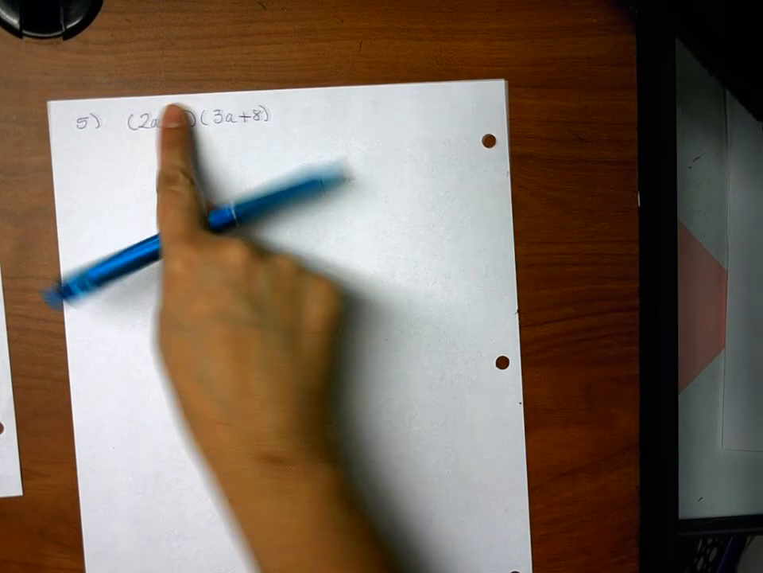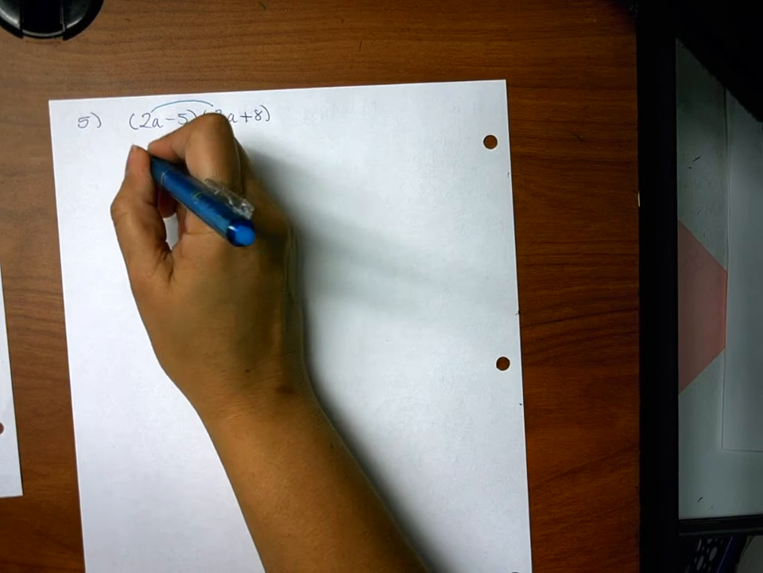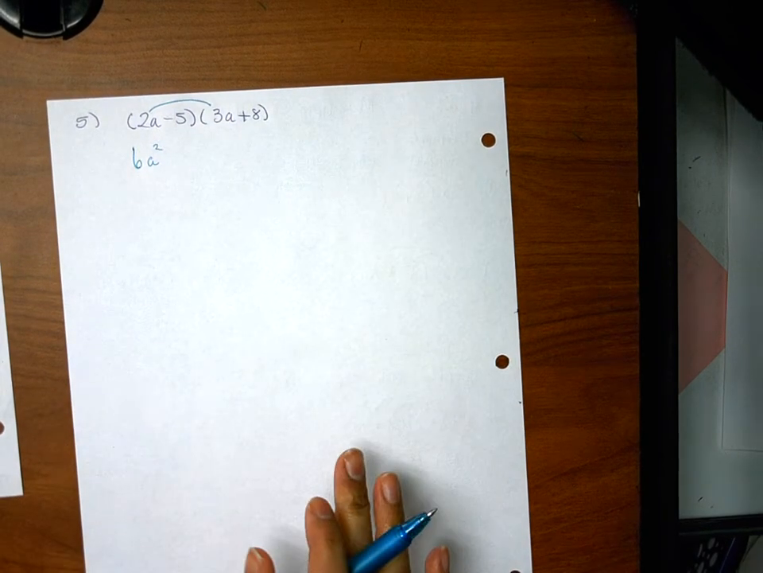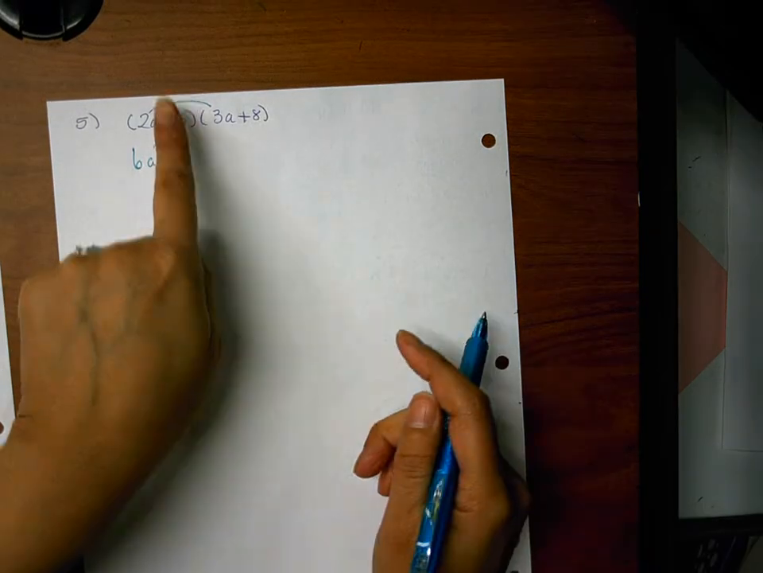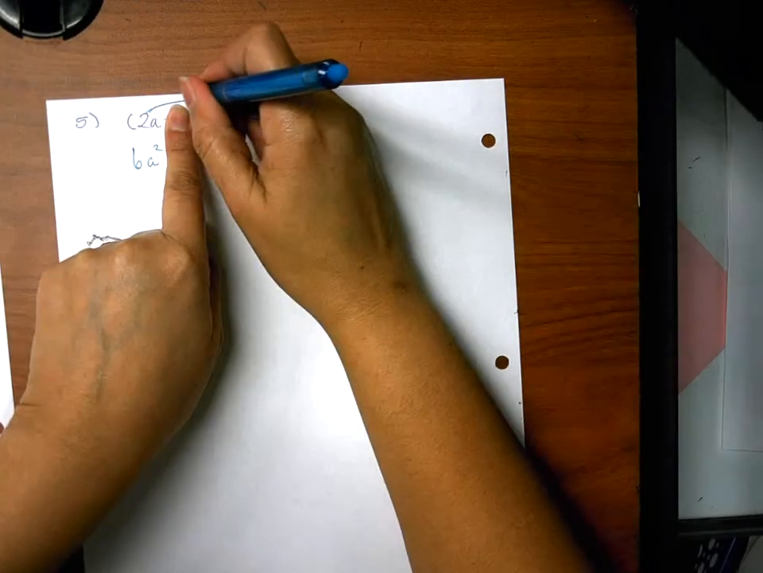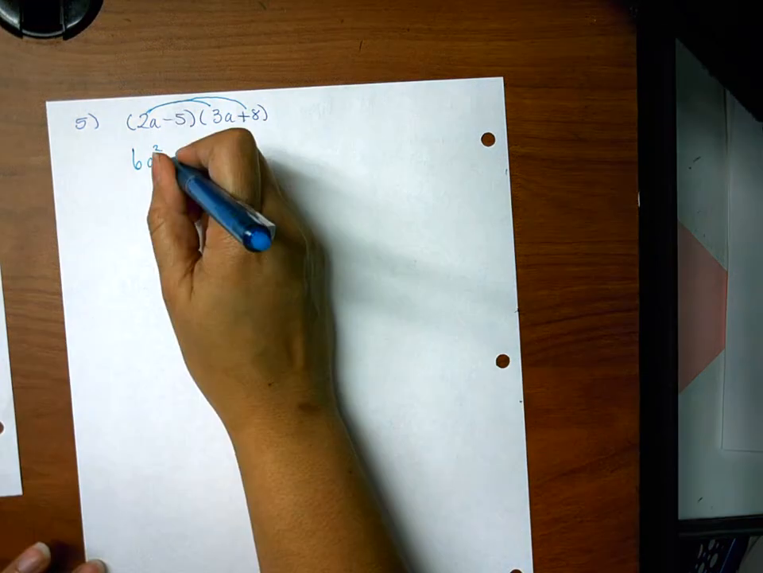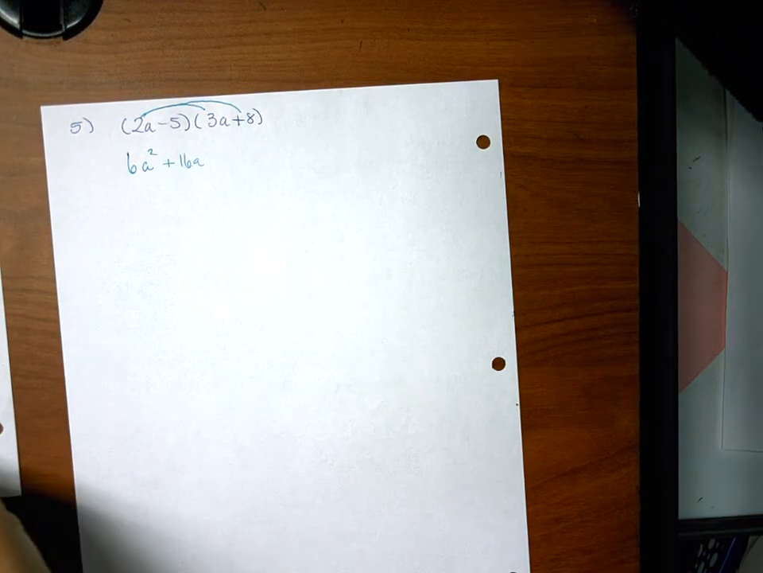Okay, let's do our double distribution. So ignore the negative 5. You're going to do 2a times 3a, and that's going to give you 6 because you multiply the coefficients, a squared because you add the exponents. And then I'm also going to distribute the 2a to the 8. 2a times 8 is 16a.